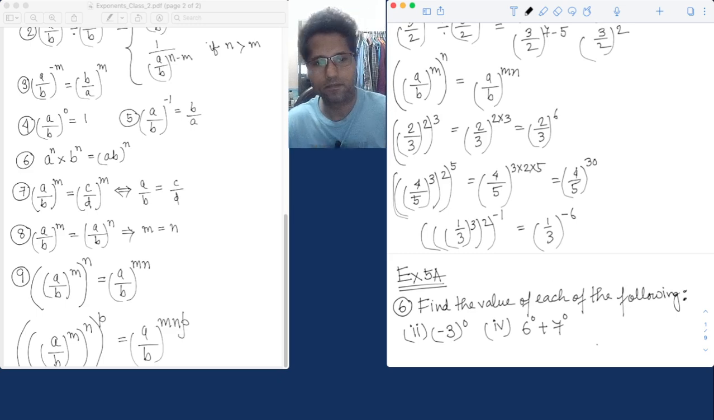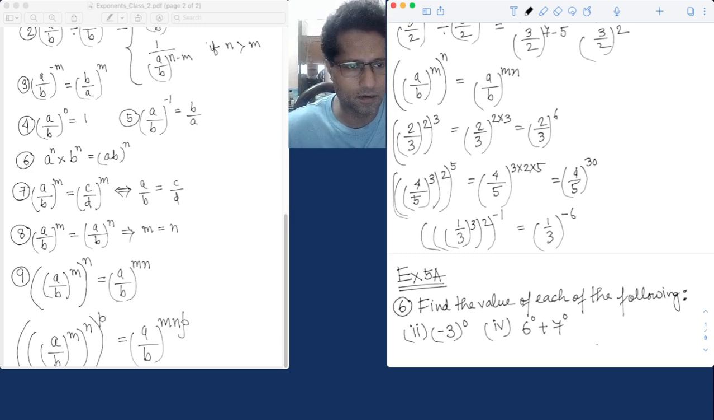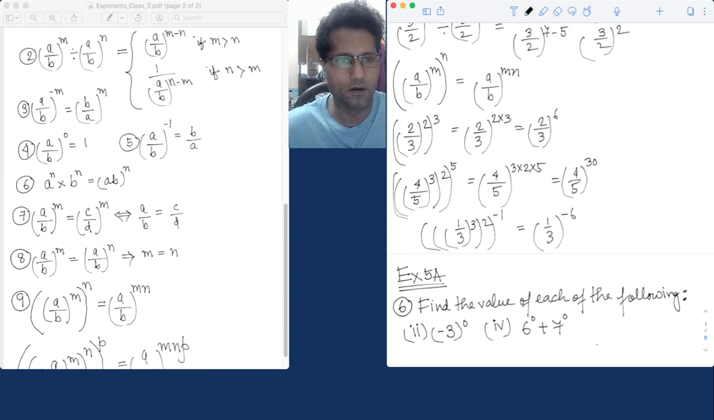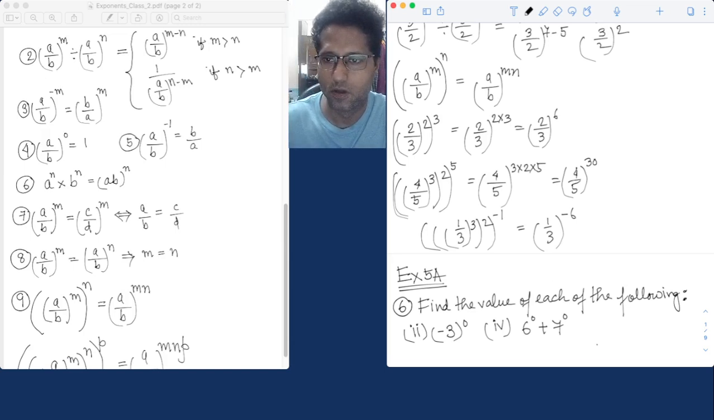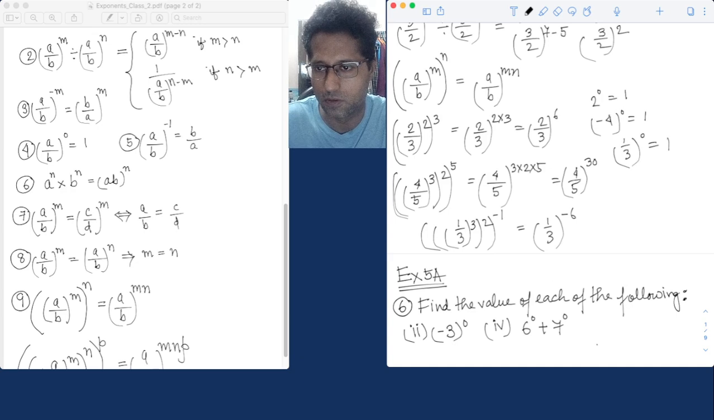Now there are some other laws. One more important thing is that any non-zero number raised to the power 0 is always 1. So 2 raised to the power 0 is 1, minus 4 raised to the power 0 is 1, 1 by 3 raised to the power 0 is 1. Any non-zero number raised to the power 0 is always 1. I'm giving you some examples so that you have an idea.